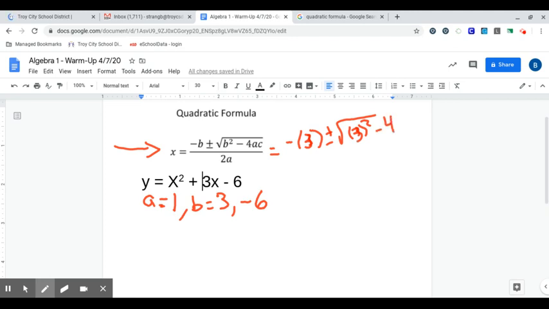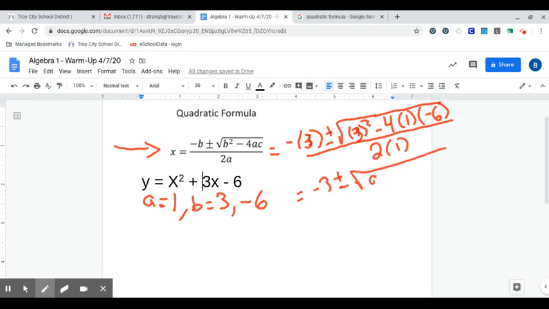Minus 4 times a, which was 1, times c, which was a negative 6. And this is all over 2a. All right, so we're going to solve this out. We get negative 3, plus or minus 3 squared is 9, minus 4 times negative 6 gives me a positive 24, all over 2.